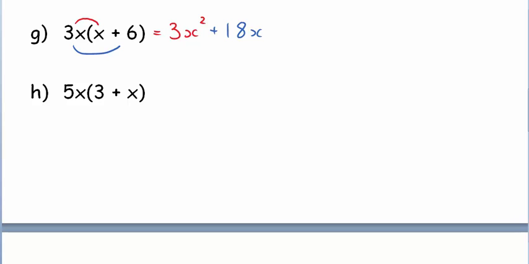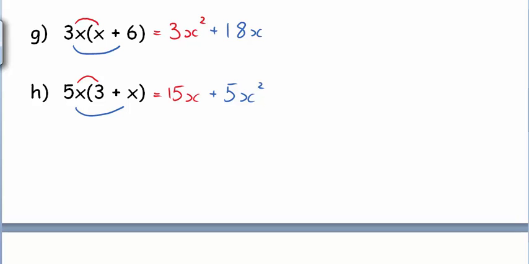The solution for example H. 5x times 3 is 15x. Bear in mind I didn't multiply two x's together, it's just 5x times 3. 5 times 3 is 15, and the x there also gets written down. Now 5x times a positive x. x times x is x squared. I have to remember about the 5, so I've got 5x squared.